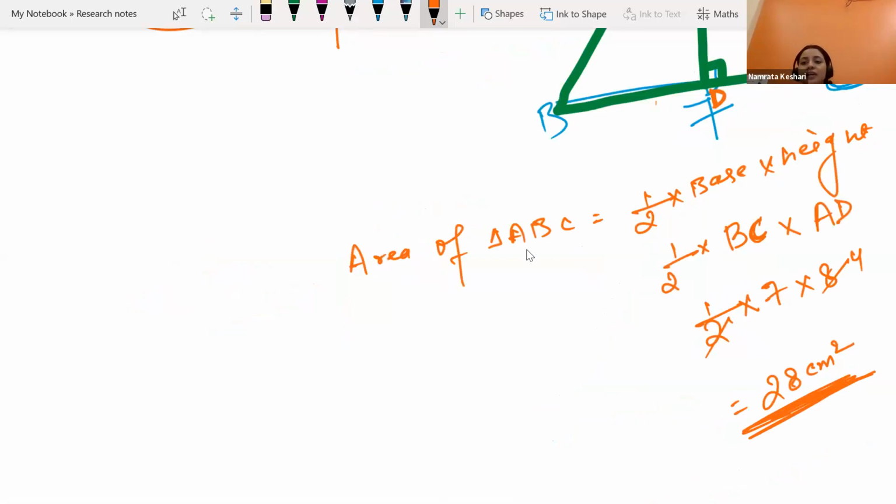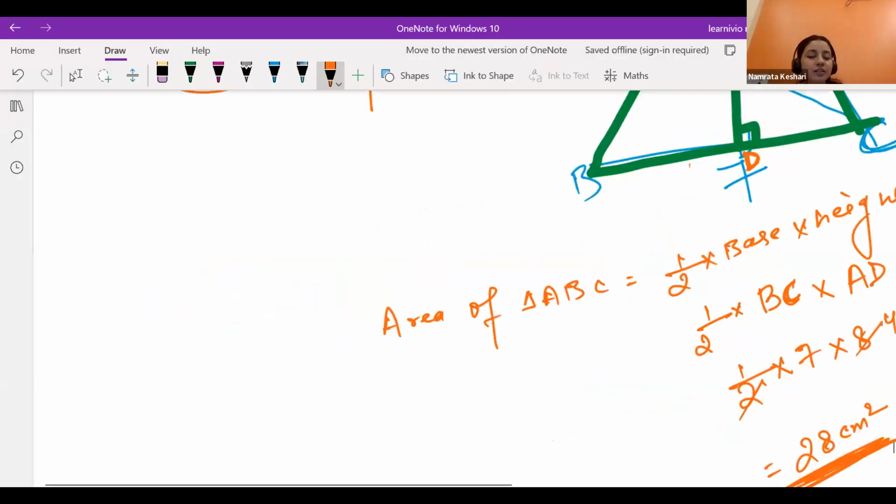Have you learned Heron's formula in a previous class? Yes, ma'am. So do you know that finding the area by Heron's formula and finding the area by taking the height and base, the area will be the same? It's just two different ways. Do you know that?